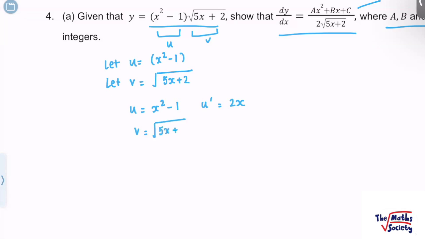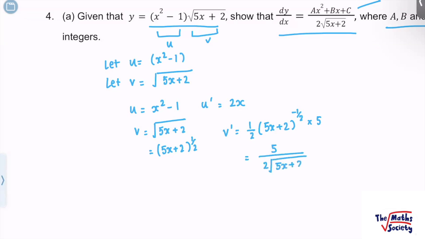v is equal to root 5x plus 2. That's the power half, so that's equal to 5x plus 2, the whole power half, right? So v prime is just going to be half, 5x plus 2 to the power minus half, and that's going to multiply 5. So you're going to get 5 by 2 root 5x plus 2.